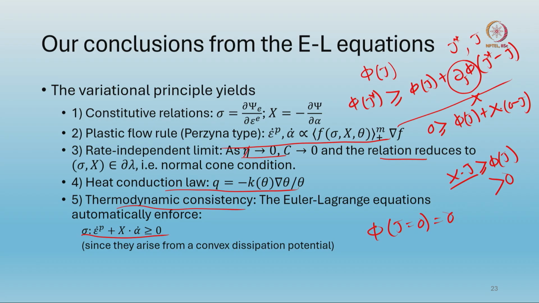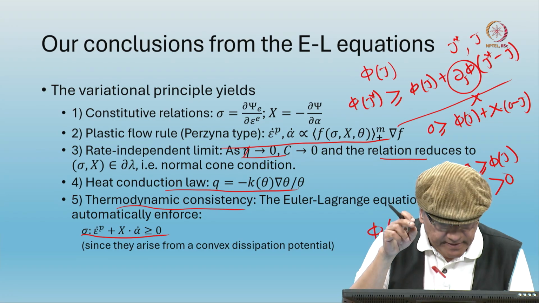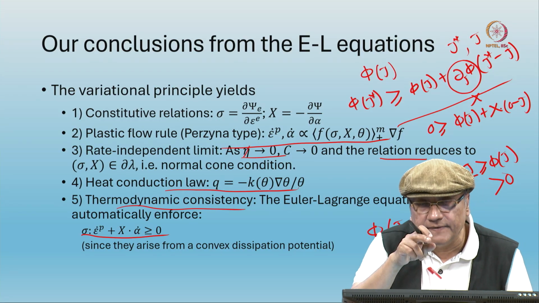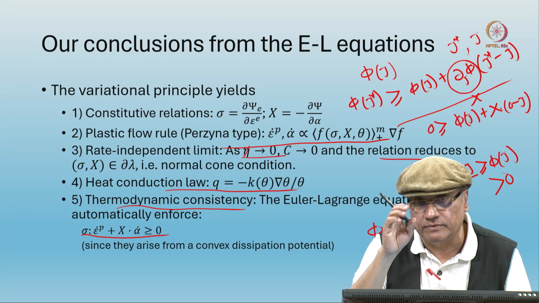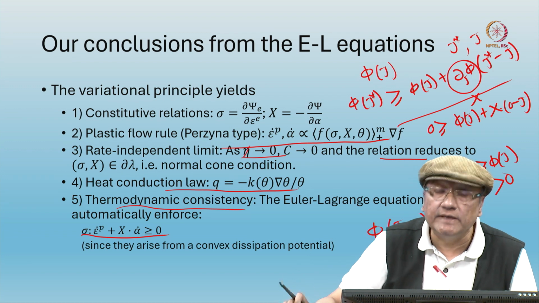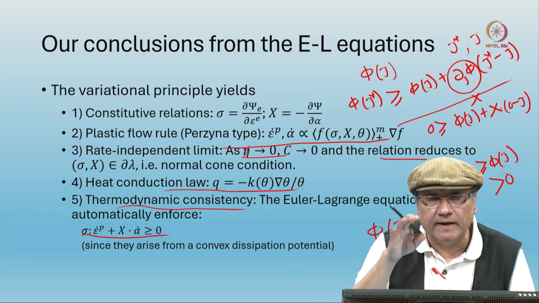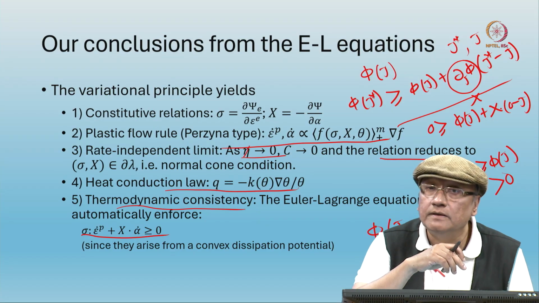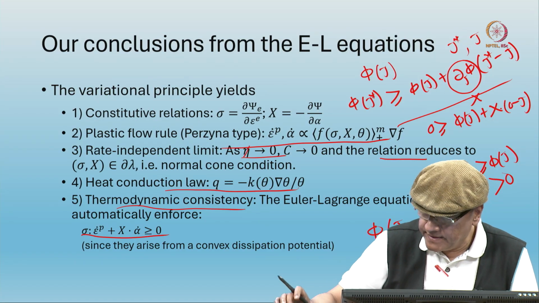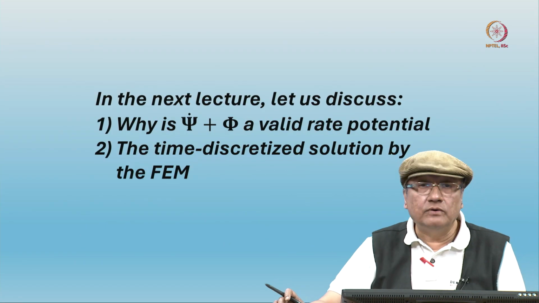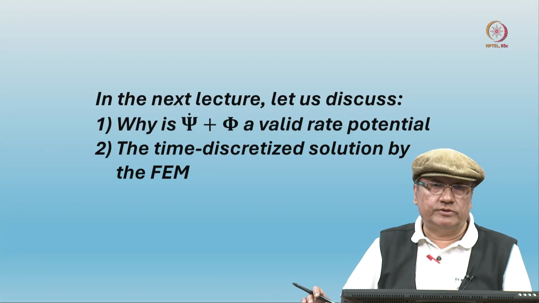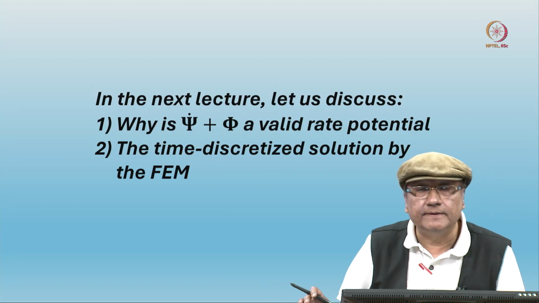Here x contains both sigma and this x. So basically all the forces are multiplied by the corresponding rates, and they give the dissipation greater than or equal to 0. For strict convexity, it is strictly greater than 0. So that is a very useful thing. You remember that strict convexity of phi is assured for the Perzyna-type model. So now this is all about this lecture. This lecture we have more or less done.